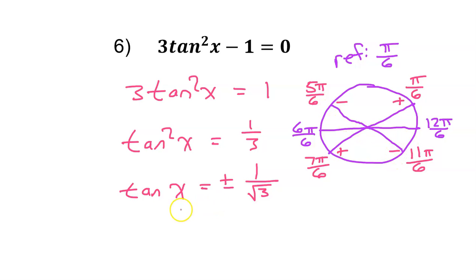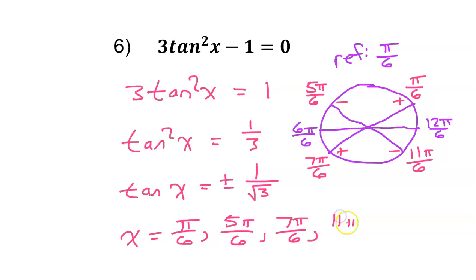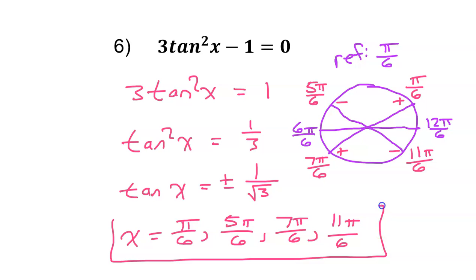For this problem, we want tangent of x to be positive 1 over radical 3 or negative 1 over radical 3. So all four of these will be solutions. So the solutions are pi over 6, 5 pi over 6, 7 pi over 6, and 11 pi over 6. And that's how you solve basic trig equations.